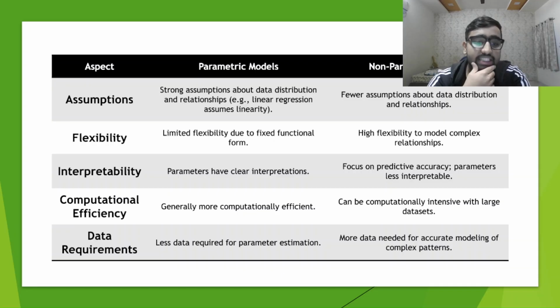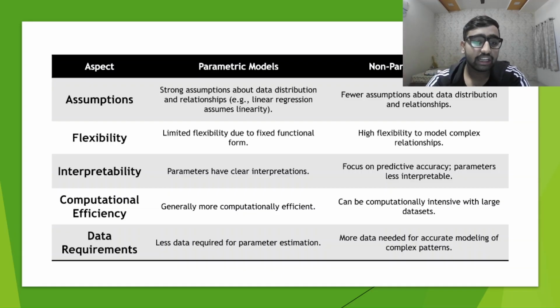The data requirements. Less data is required for parameter estimation, whereas more data is needed for accurate modeling of complex patterns. So since in parametric models we have already defined certain parameters, we have already defined that certain parameters should exist, we can work with a smaller amount of data, whereas in non-parametric models, since we have not clearly defined a pre-assumed relationship between the data variables, we need more data to accurately understand the data and make accurate predictions.